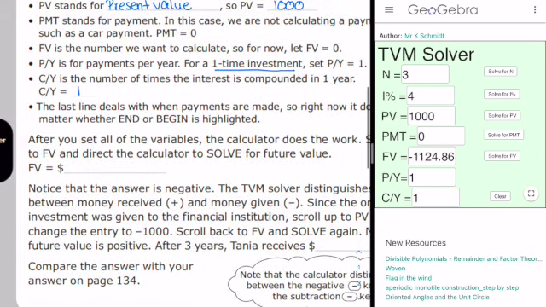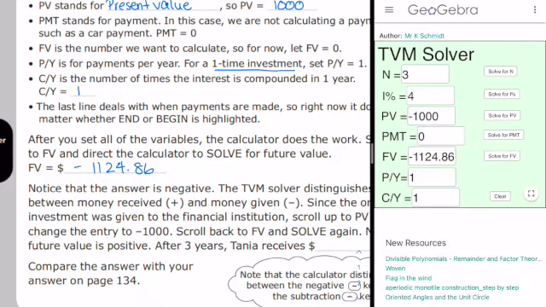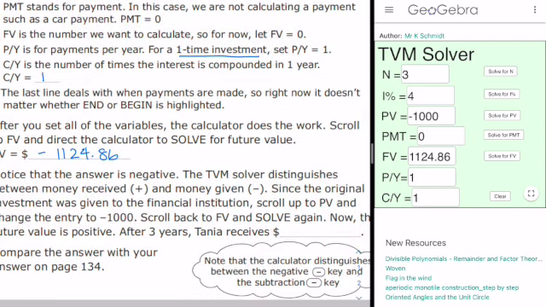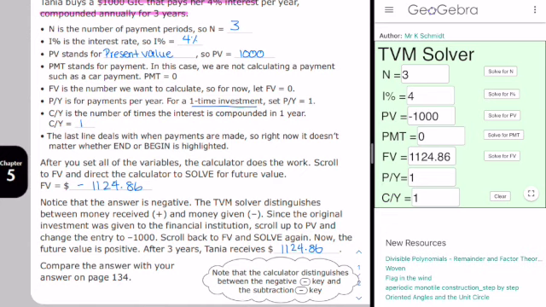And you'll notice here that it says minus 1124.86. So when it's minus, it means money is getting taken away from you. So in this situation, if we come back here and put a minus in front of PV, so minus 1,000, and we solve for FV again, it changes it to a positive. So it's minus 1,000 because the $1,000 is leaving your account to go somewhere else. And then you will get back 1,124.